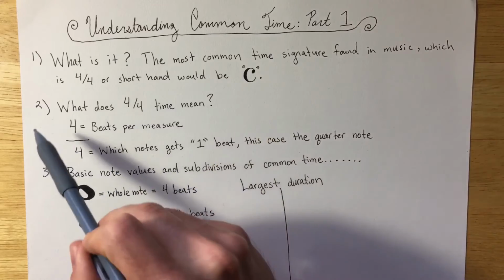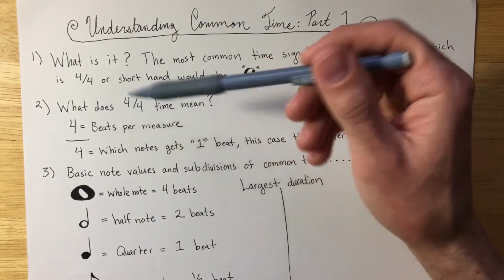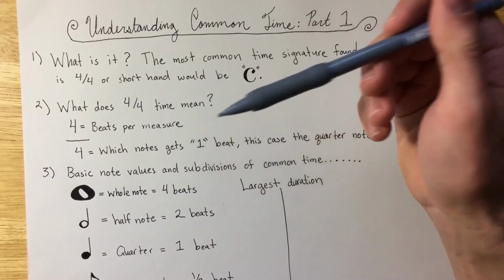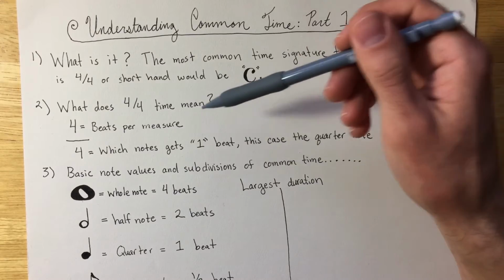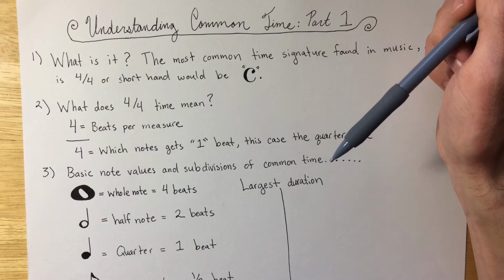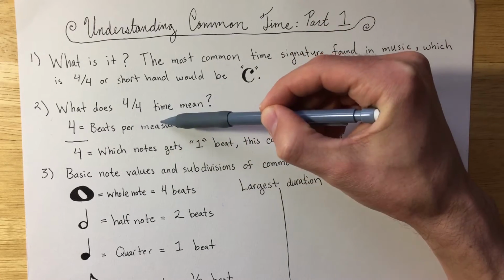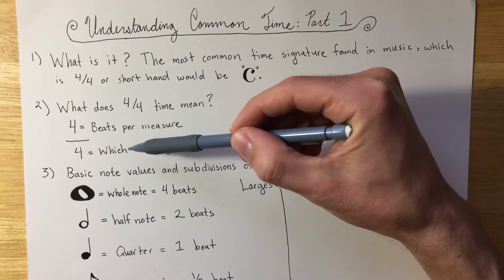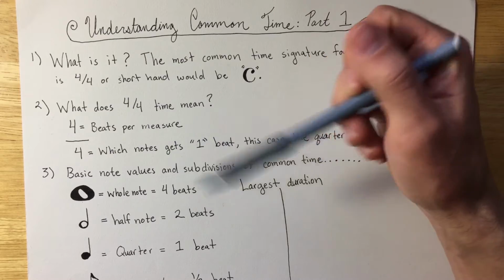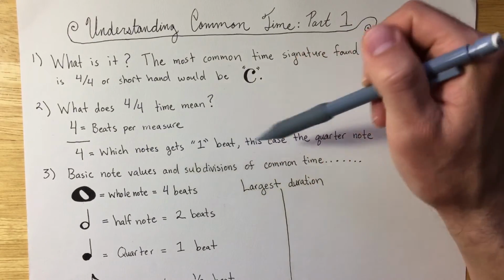So, the second point I want to talk about is what exactly does 4/4 mean, or what does this fraction mean? This is how this is a time signature. And when you talk about time signatures, the numerator always represents the beats per measure, and the denominator always represents which note gets one beat.